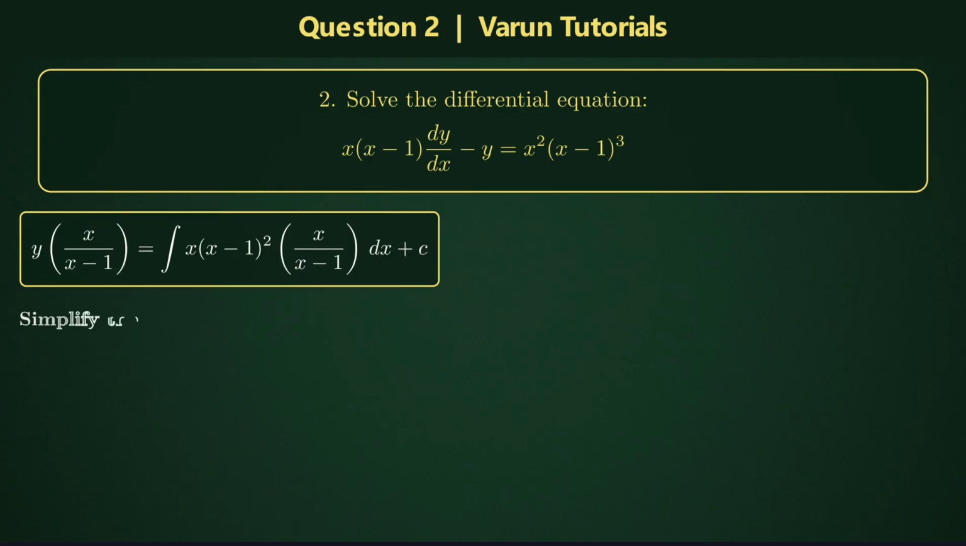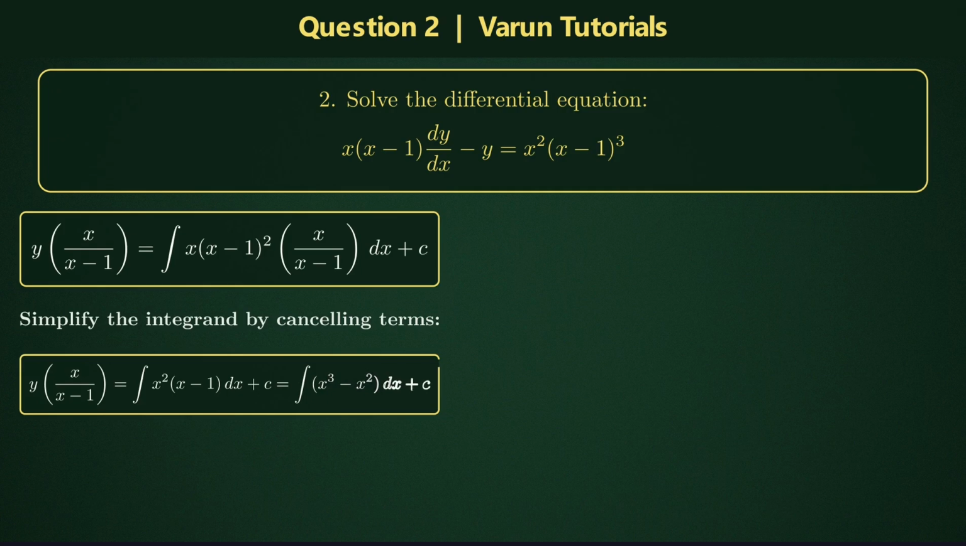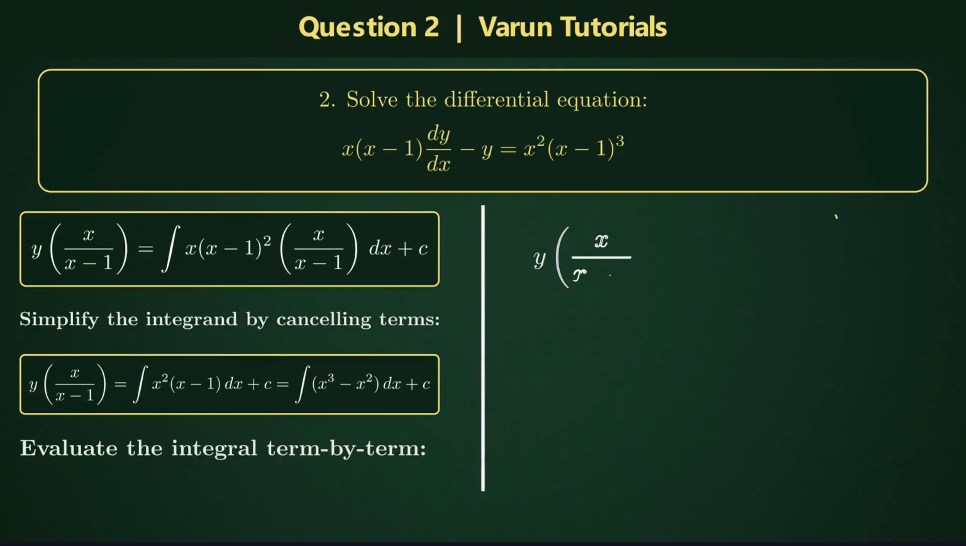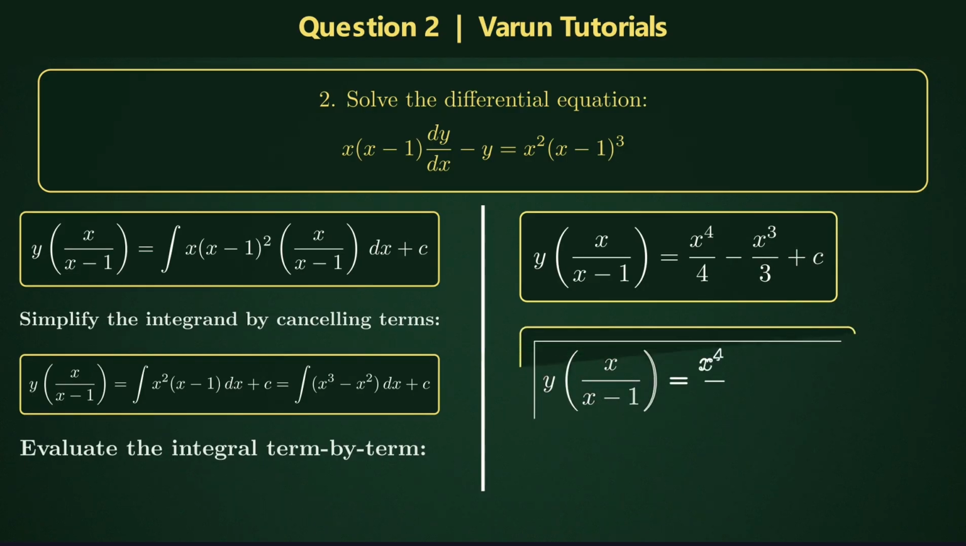Simplifying the integrand, we cancel out one factor of x minus 1 from the numerator and denominator. This simplifies the integral to the integral of x squared times the quantity x minus 1, dx, which equals the integral of x cubed minus x squared, dx, plus c. We integrate the terms x cubed and x squared term by term using the power rule. This yields our general solution, y times the fraction x over x minus 1, equals x to the power 4 over 4, minus x cubed over 3, plus c. Here is the final required solution, highlighted in the box.